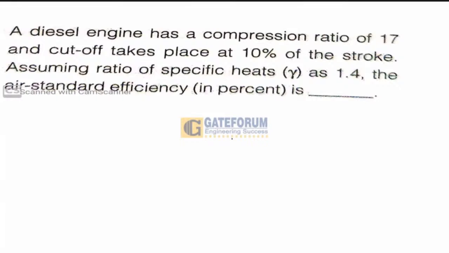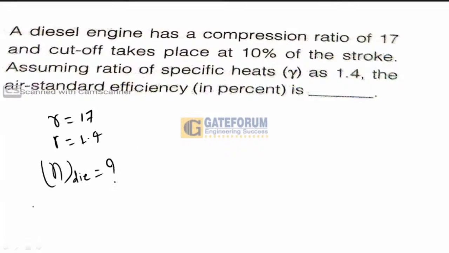So what is this question? A diesel engine has a compression ratio of 17. That means it is a diesel engine and the compression ratio is directly given as 17, and cutoff takes place at 10% of the stroke. Assuming the ratio of specific heats gamma is 1.4, the air standard efficiency in percentage is, that means you have to calculate the efficiency of the diesel cycle.